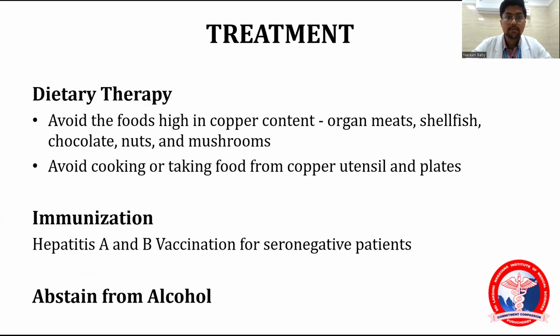Next, going into the dietary monotherapy. We'll avoid the food that is rich in copper content, as we discussed before. Avoid cooking and taking food in copper-containing utensils and plates. That is self-explanatory again. Immunization, because it affects the liver: it is better to get immunization with hepatitis A and hepatitis B in seronegative patients with Wilson's. And also abstinence from alcohol is a must and must.